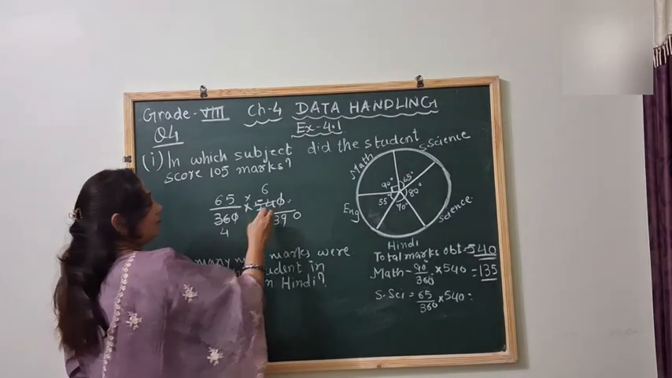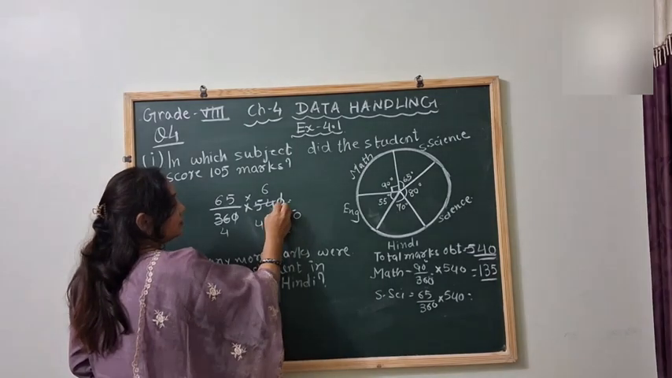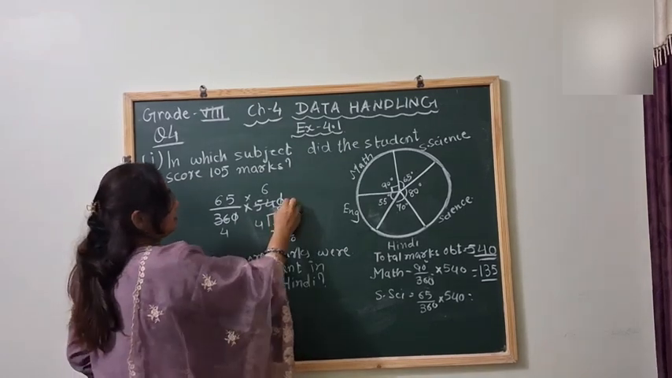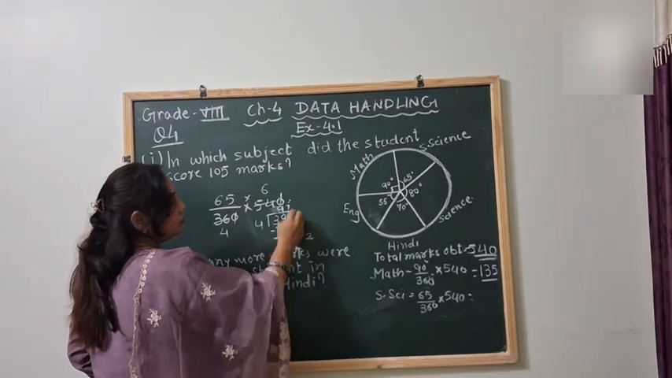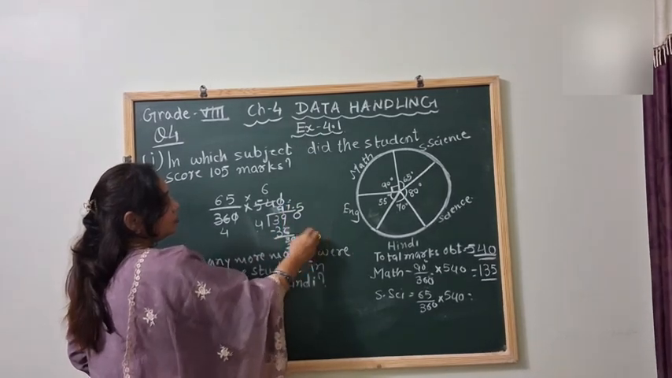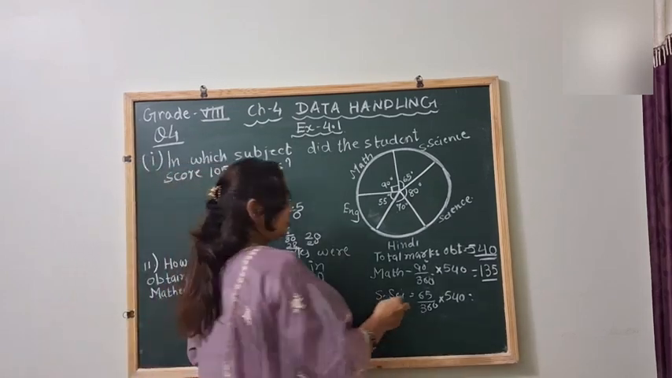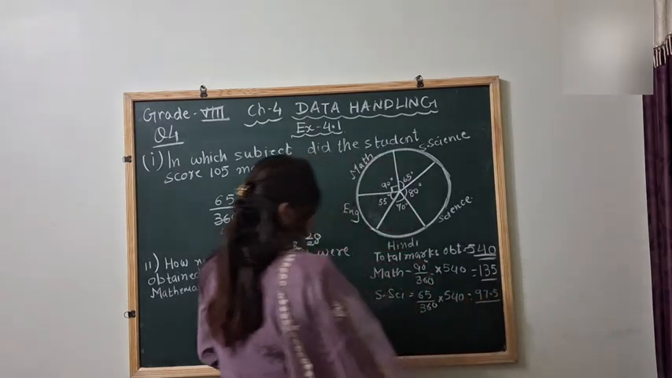4 9s are 36, sorry, 4 9s are 36, 4 7s are 28. So 30 minus 28 is 2. Put a decimal, 0. 4 5s are 20. So here 97.5, that is what he has scored in social science. 97.5 marks in social science.